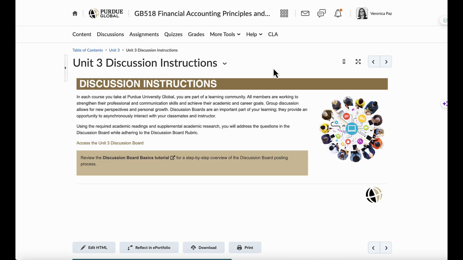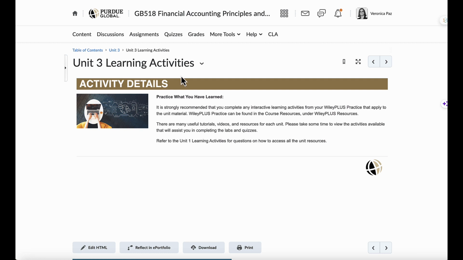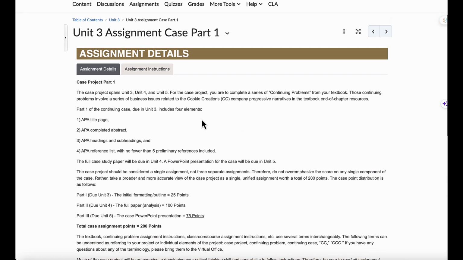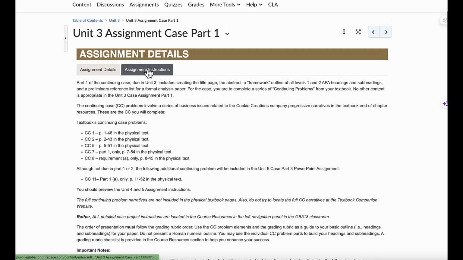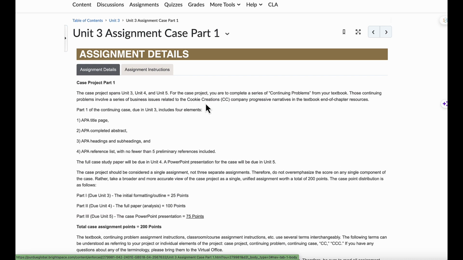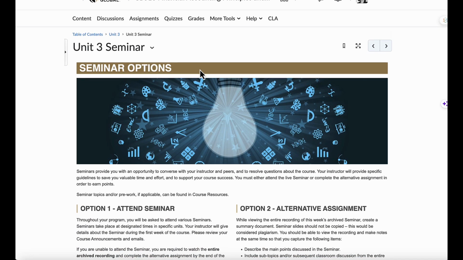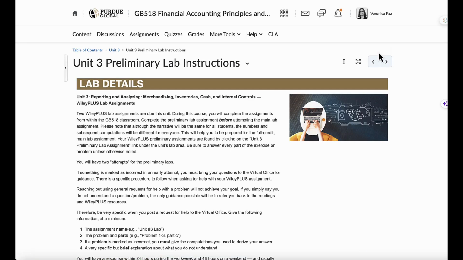Then we have our Unit 3 discussion, so I look forward to your participation in that. Then we move to the learning activity so you can practice what you've read and what you've learned thus far. And then we have the assignment, the case part 1, and we will be discussing the assignment details and the assignment instructions for this during our seminar this week, as you can see. And we have our seminar at our normal scheduled time. And if you're unable to attend, you can complete the alternative assignment.